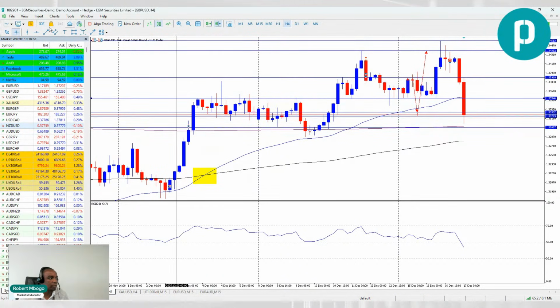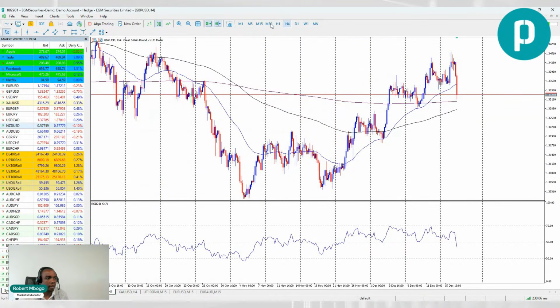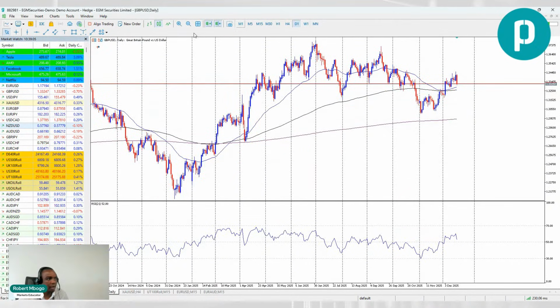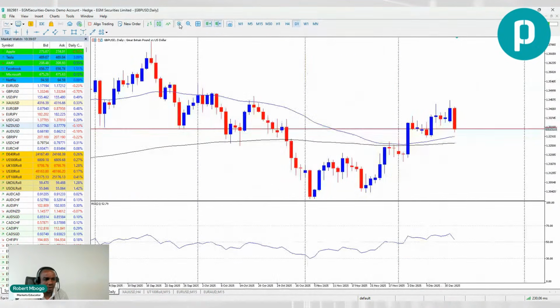So let's remove this analysis and look at it from higher time frames. Which other areas could GBPUSD be coming to? We can see this order block playing out.